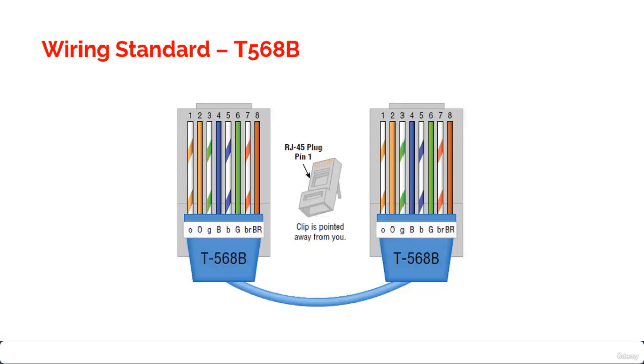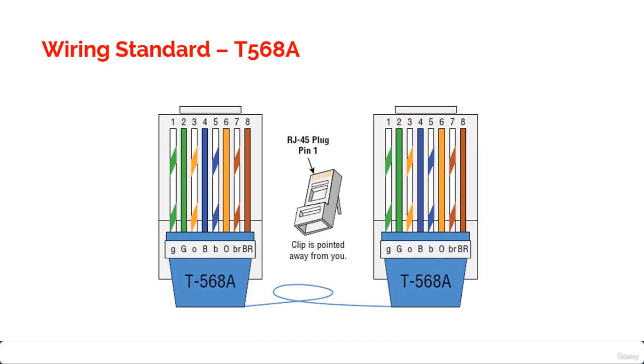But now take a look at this figure T568B. The orange pair is on pins 1 and 2 and the green pair is on pins 3 and 6. And again, the orange pair and the green pair are separated by the blue pair. Note that the only difference between T568A and T568B is that pairs 2 and 3, that is orange and green, are swapped. As you can see, the rest is everything the same. Have a look at it again.